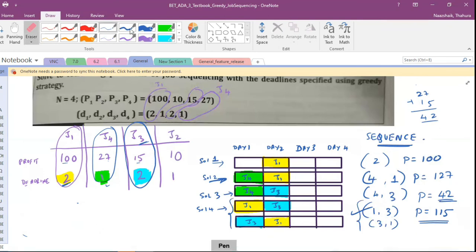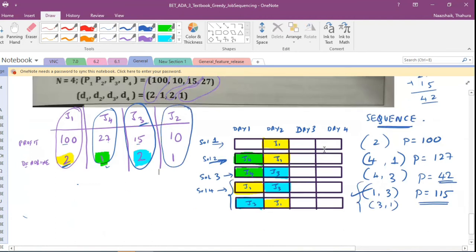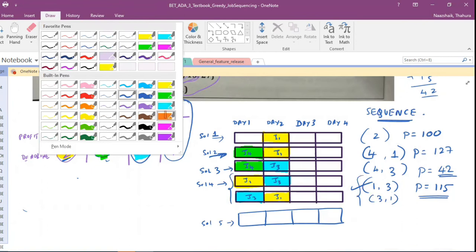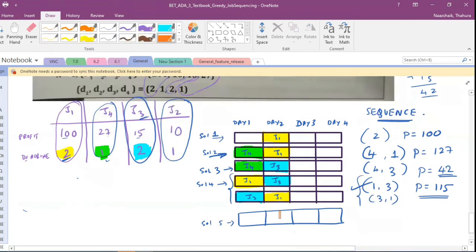So I'm going to look at J4. This last one, J2. Okay, so I need to draw some more blocks. Where should I put job 2? Day 1. This is the only possible combination. I don't have a choice because deadline is 1 only. So I put job 2 here. Now I put job 2, but what did we say? We should also check any other combinations are possible.